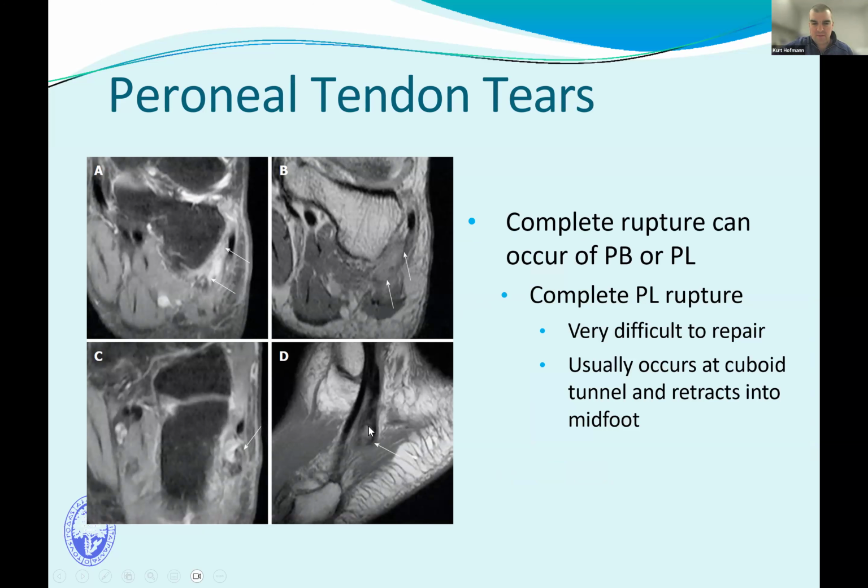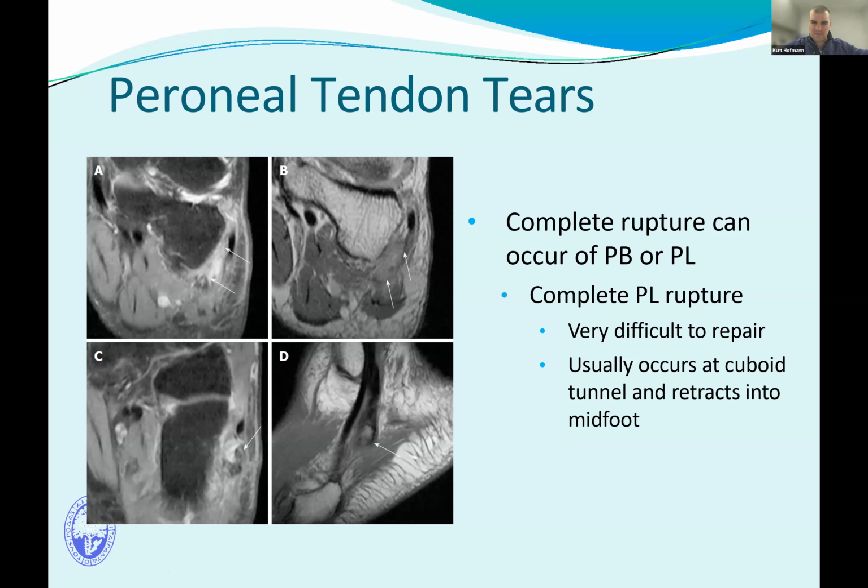Looking more proximally in panel D, here's the end of the peroneus longus tendon, retracted more proximally, as it's now ruptured, and so there's no connection between this and the distal part of the tendon, which is somewhere down in the undersurface of the foot here. Here's the peroneus brevis tendon for reference. It's going down and attaching to the fifth metatarsal, which appears intact in this MRI imaging. But this is a good depiction of a peroneus longus tendon rupture.